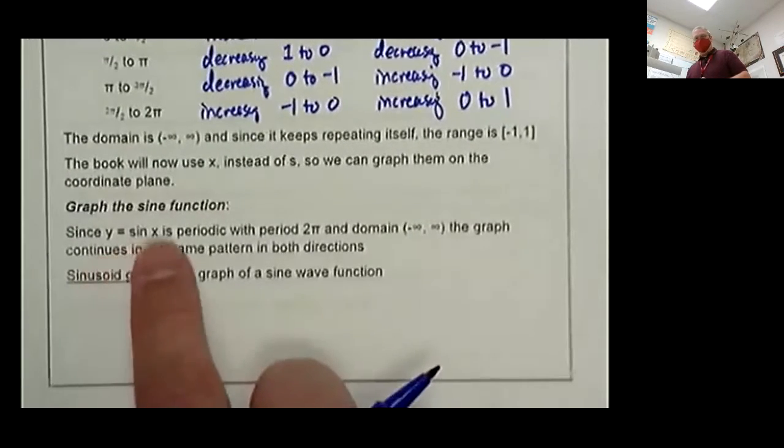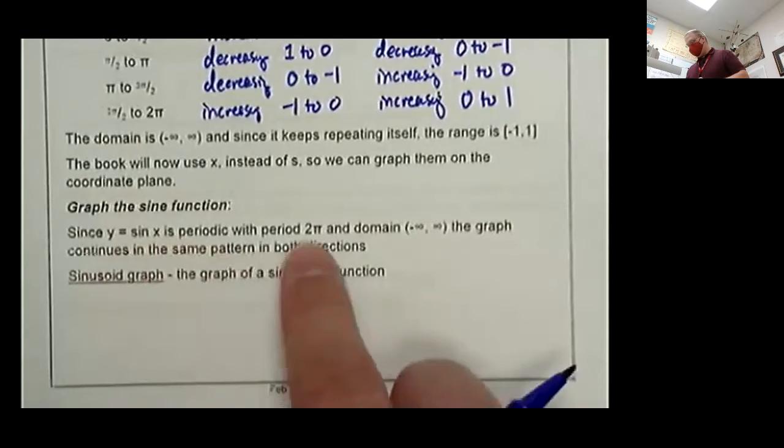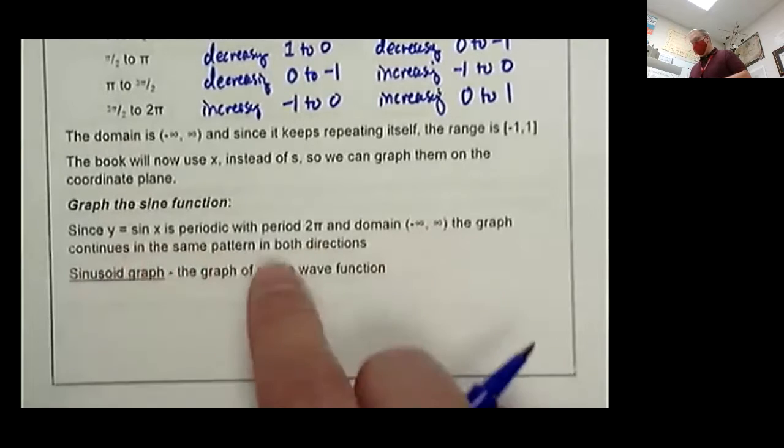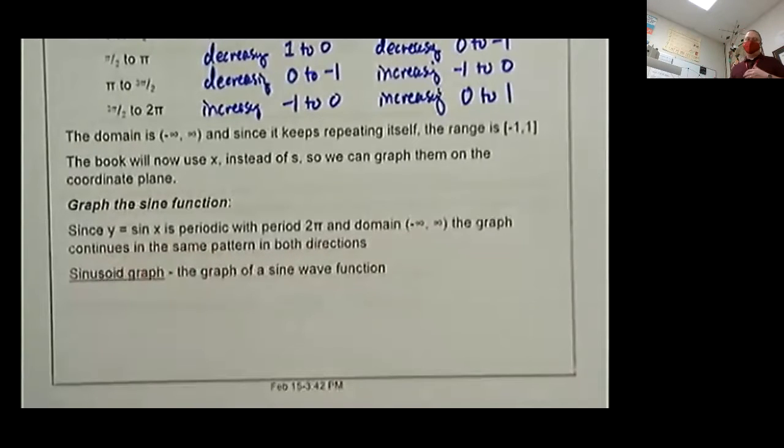Since y is equal to sine of x is periodic with a period of 2 pi, that comes from going around the unit circle. The domain is negative infinity to infinity. The graph continues in the same pattern in both directions. For the problems that we're going to do, the direction should tell you either we're going to graph one period, we're going to graph two periods, and we'll talk about that as we go through the lesson.